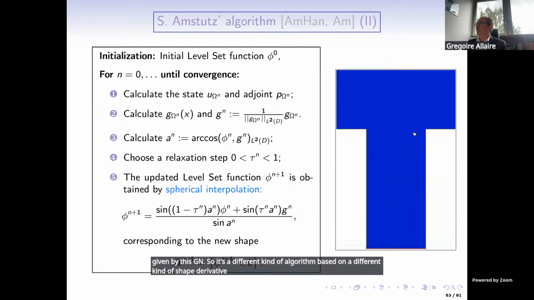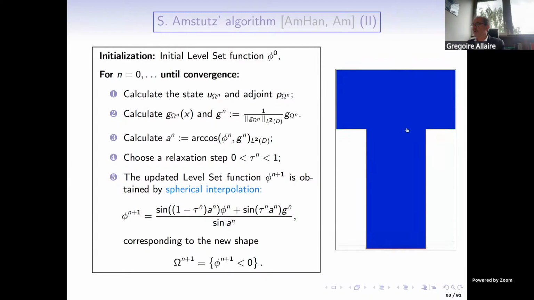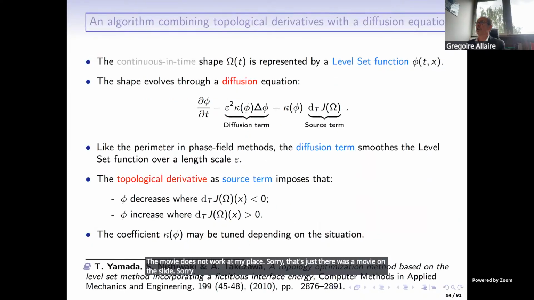And here is just a very... the movie does not work at my place. Sorry, there was a movie on the slide, sorry, to explain how it works.